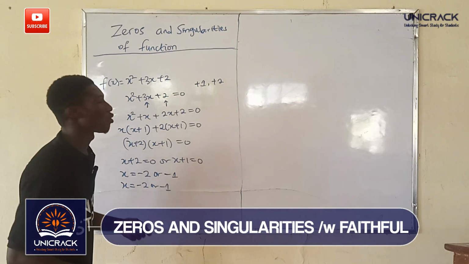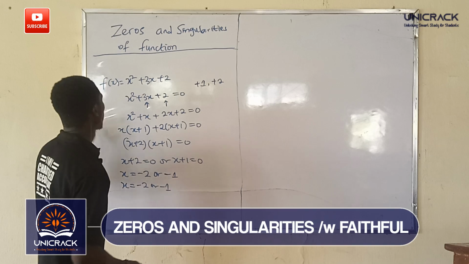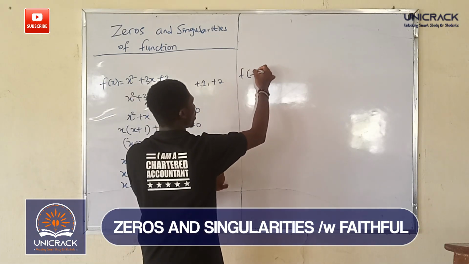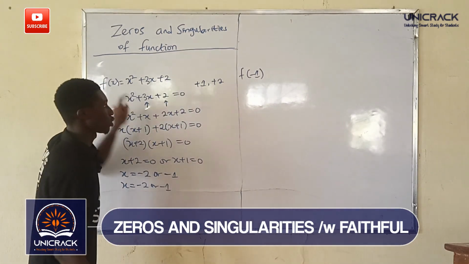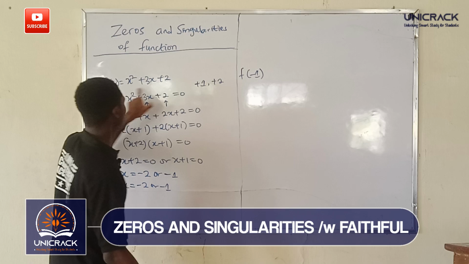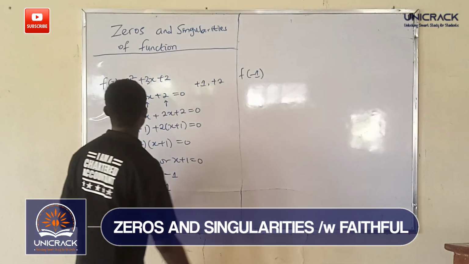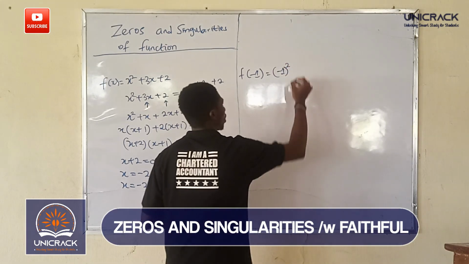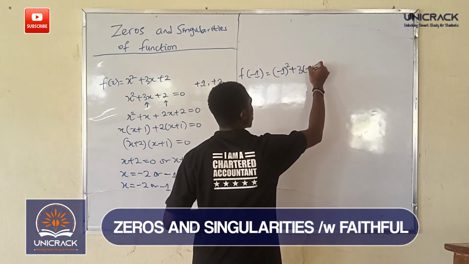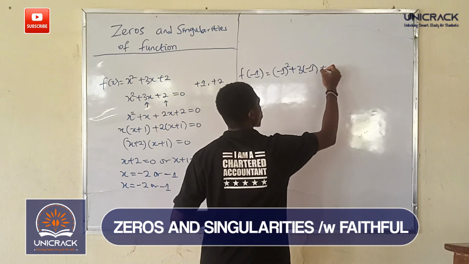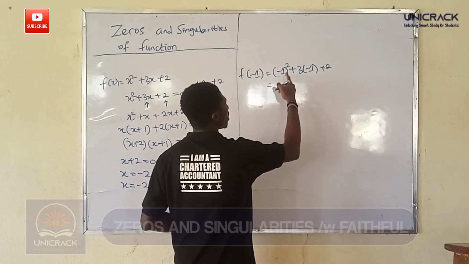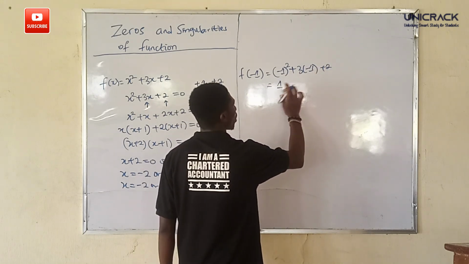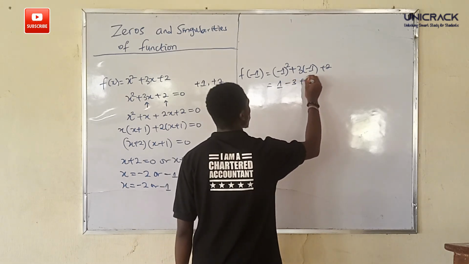Let us confirm if this is true. Now, let us find f of negative 1 here. If we find f of negative 1, you see that we have replaced the x with a negative 1. So anywhere we see x in the function, we replace it with negative 1. So we'll have negative 1 squared plus 3 bracket negative 1 plus 2. Now negative 1 squared is positive 1. Positive 3 times negative 1 will give me a negative 3, plus 2.